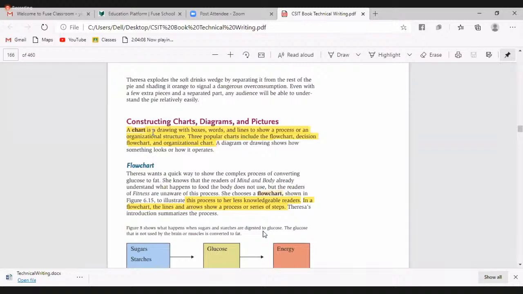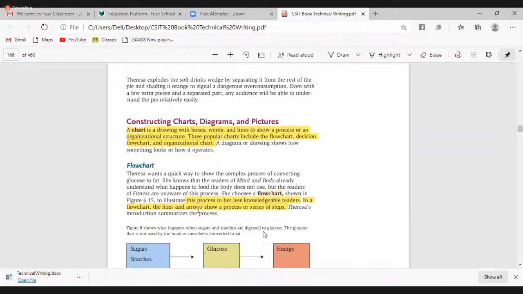So by using a chart, what do we do? We draw the boxes. A chart is a drawing. It is a kind of drawing where we create boxes, we create words, we create lines. By creating boxes, words, and lines, we are trying to show the process or an organizational structure. So yeah, three popular charts are given here: flow chart, decision flow chart, and organizational chart.